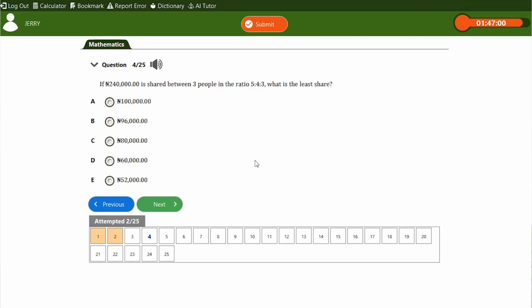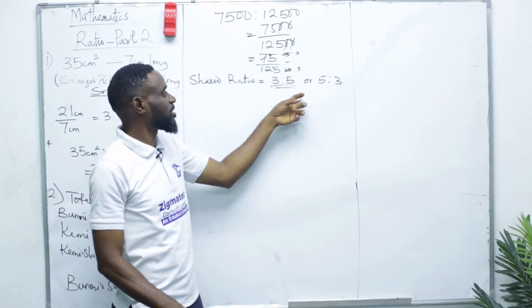Okay. If 240,000 is shared between 3 persons in the ratio. Now, look at this one. The first one we just solved, they gave us what was shared, the amount shared to each person. But now, we want to do a sharing, but at this time, they only gave us the ratio. They only gave us the sharing ratio. That is at this point.